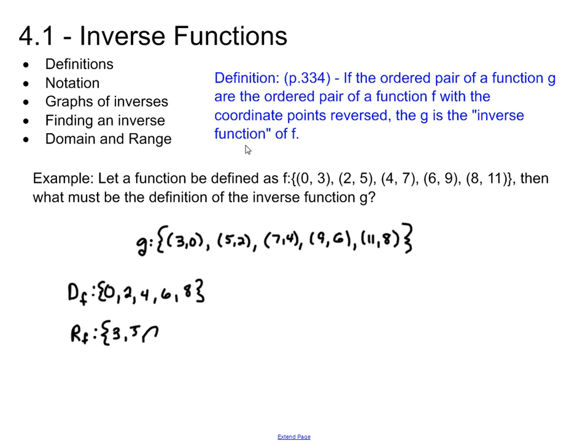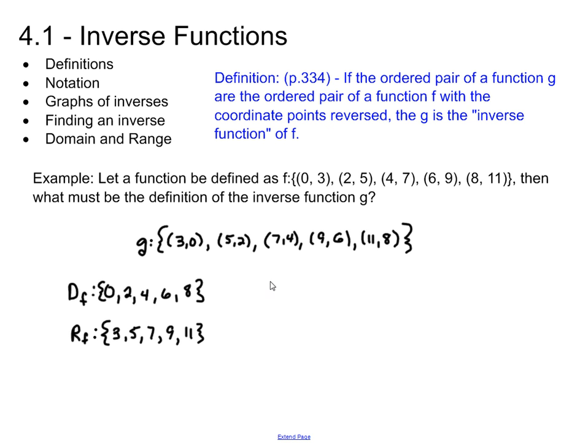7. Good Lord, that's a horrible way to write 7. These pens, I don't know, leaky pens. 5, 7, 9, and 11. Right? These were our range values for f of x. Domain is the set of all the x values. The range is the set of all the y values.